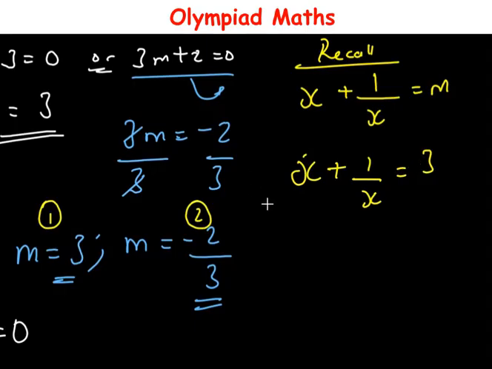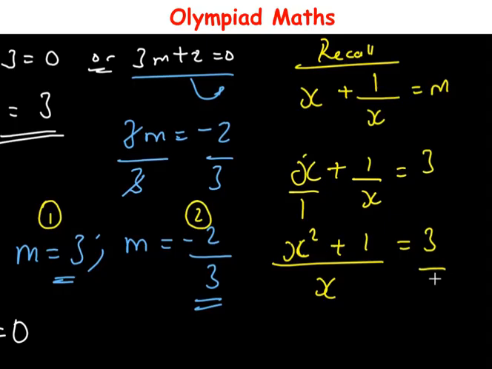From here, x can be written as x over 1. Then the LCM of 1 and x is x. When we divide x by x, we get x squared, plus 1 times 1 is 1, and this equals 3 over 1. Then simply cross multiply: 1 times this is x squared plus 1 equals x times 3, which is 3x.